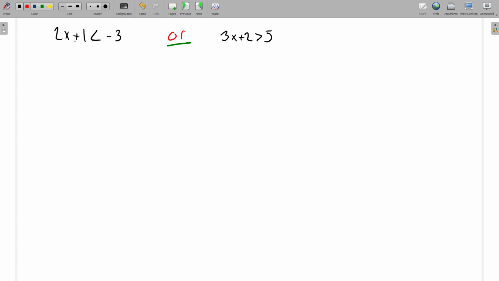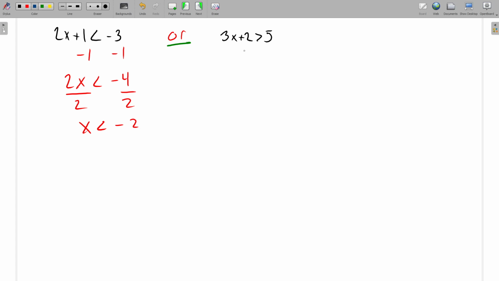So in order to do that with this 2x plus 1 is less than negative 3, we're going to move the 1 by subtracting it. So we have 2x is less than negative 4. And to get just the x by itself, we divide by the coefficient, leaving us with x is less than negative 2.